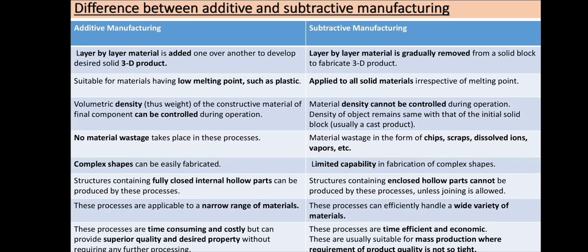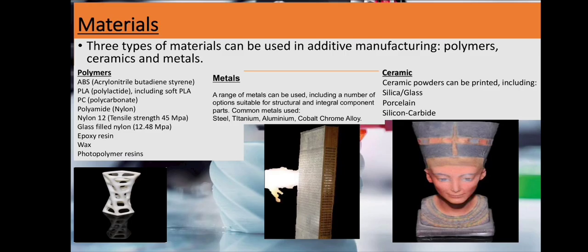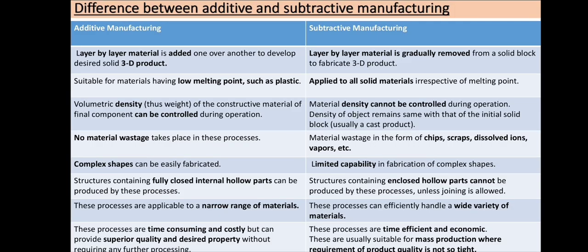So this was the process, and the difference between additive and subtractive manufacturing is that additive manufacturing is a layer by layer addition process. Material will be added layer by layer, and subtractive manufacturing is a layer by layer removal process. Additive manufacturing usually works on low melting point materials like plastic, and subtractive manufacturing is applied to all solid materials. Density can be controlled in the additive manufacturing process, but in subtractive manufacturing we can't control the density.